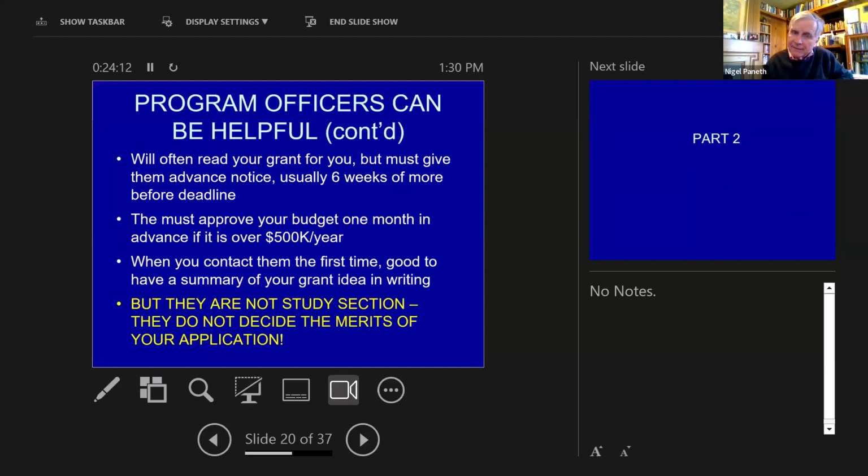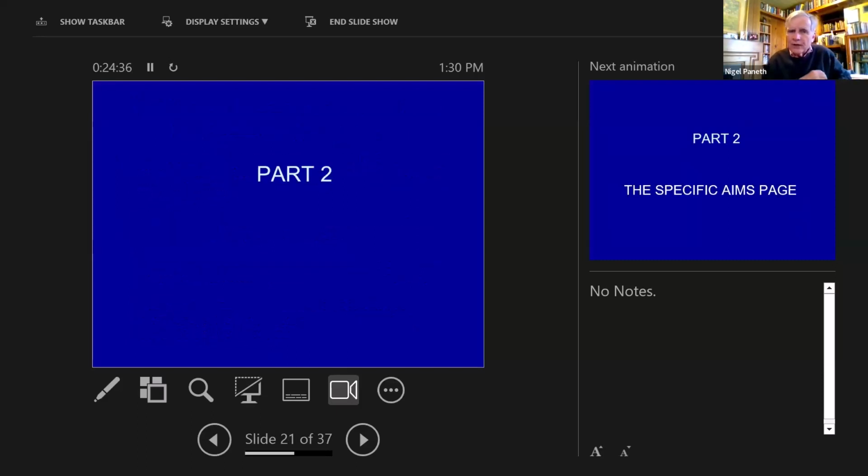And this is not so common anymore, but they can read your grant for you and give you feedback. They're allowed to do that. And as I said before, if you have a large budget, you need their approval. And if you do contact the program officers, try to give them some little summary of what you're planning. But important to remember, they are not study section and they don't fund anything themselves. Okay, that's just a quick overview. All of these things are available on the NIH web page. And this is just a quick summary to kind of orient you.